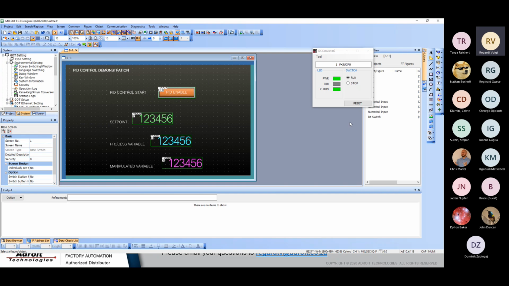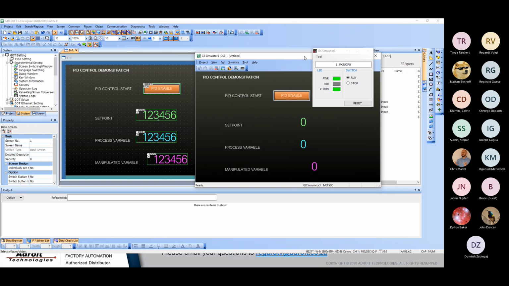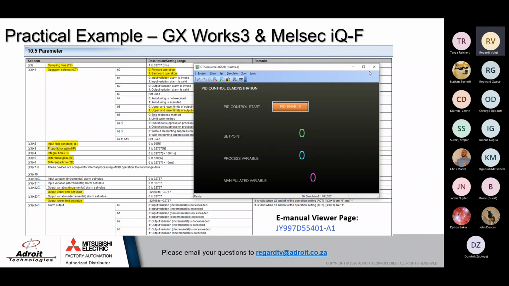So ideally, we would like to have graphs here and trending and so on, and pie charts, which demonstrate this control system. We'll look at that in the next PID system webinar, an advanced webinar, how to set that up. But for now, just to save time, this is what we're going to use. So I'm just going to run the simulator. Now the simulators will link. Okay, so this will be what you will see under GXGT there.